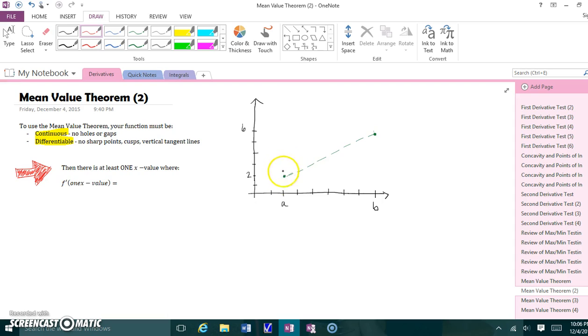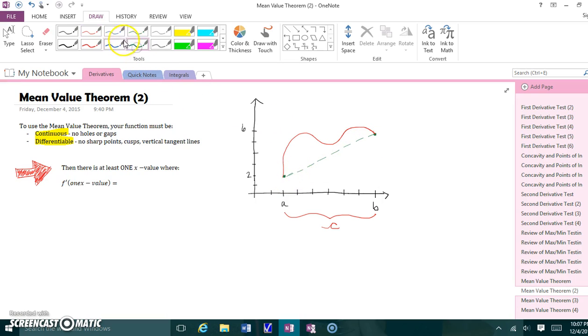So this is what the mean value theorem says. I'm going to draw a function from a to b. Now a and b, these points here are the endpoints of my function. And draw yourself a function that looks like this. It's going from a to b, so these are the endpoints. Because my function is differentiable and is continuous, the mean value theorem guarantees that I'm going to have at least one x value, I'll call it c, in between a and b, such that the derivative at that c value is equal to the slope of AB.